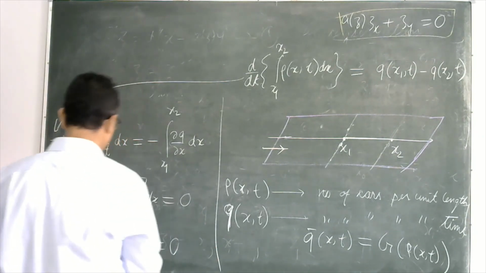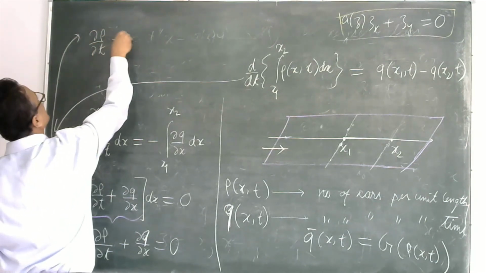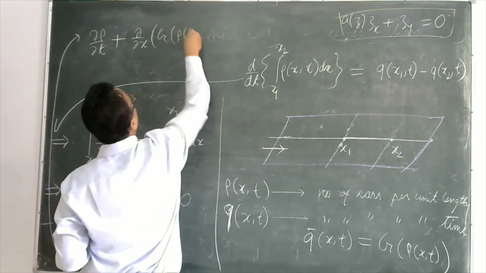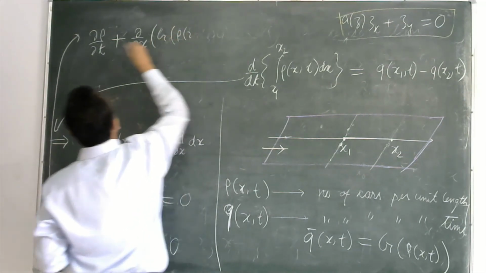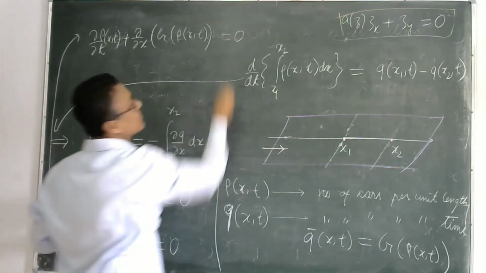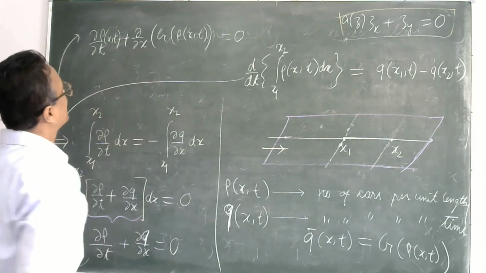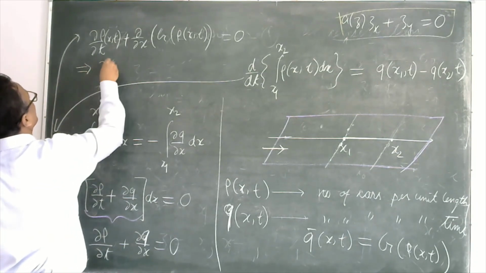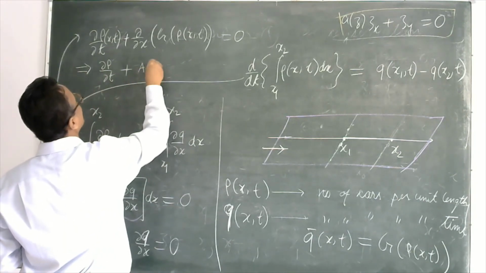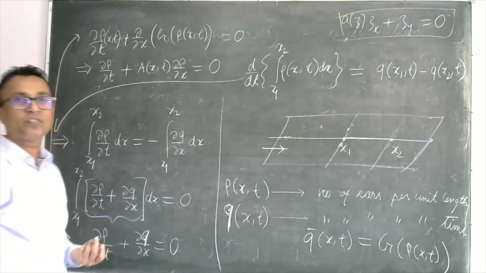So what is going to happen now? If I substitute in this equation, this is going to give me del rho/del t plus del/del x of g(rho(x,t)) equal to 0. And then here I can eventually get it in a form like del rho/del t plus g'(rho) del rho/del x equal to 0. Is it okay with everybody?